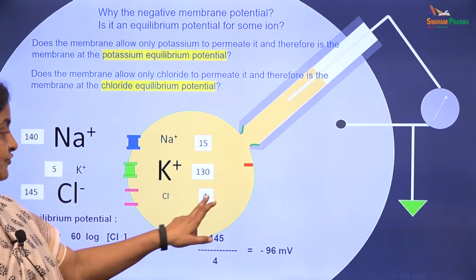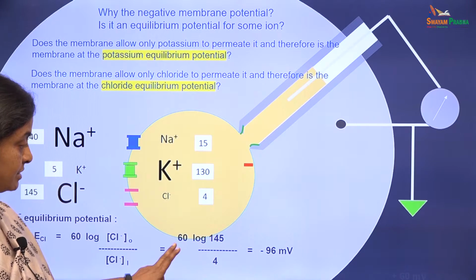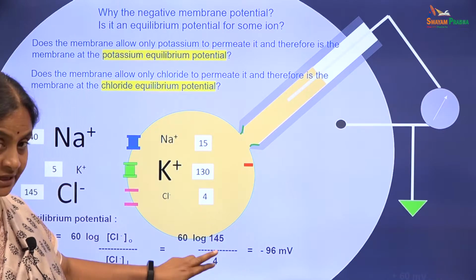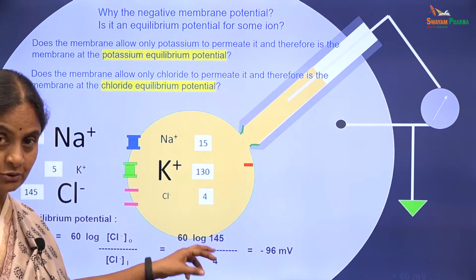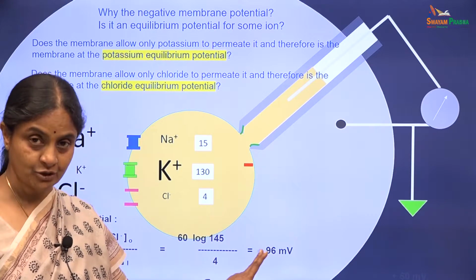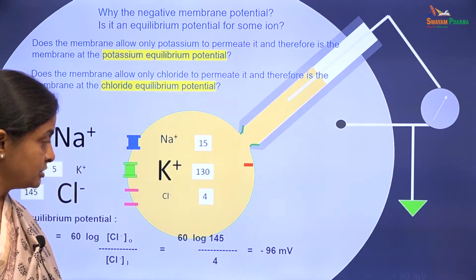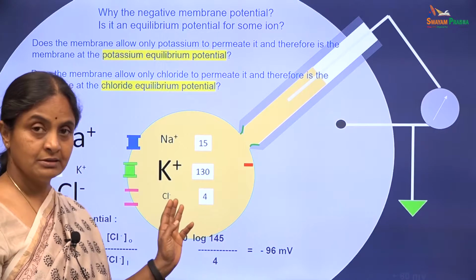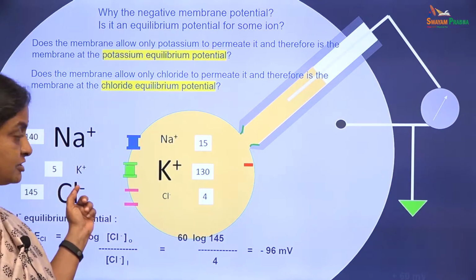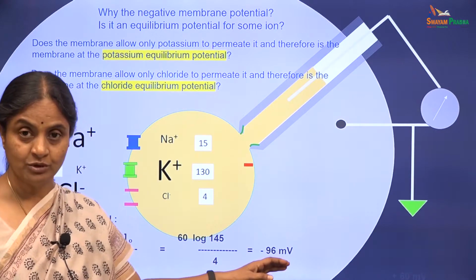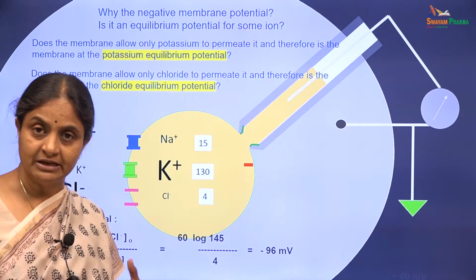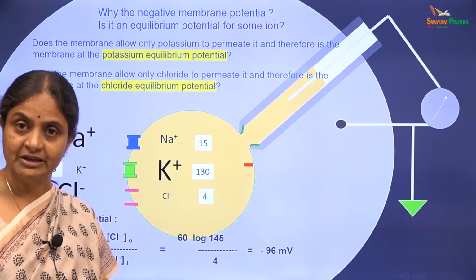So given these concentrations of chloride, chloride equilibrium potential would be 60 log 145 by 4. You could either choose to invert the ratio because chloride is a negative ion, or after you get the result you could put a minus there because chloride is a negative ion. So the magnitude of the internal potential at which chloride influx would cease, or the chloride equilibrium potential given these concentrations of chloride, would be minus 96 millivolts, which is looking very much like our resting membrane potential. The magnitude is similar. We were talking about minus 80 to minus 90 millivolts.